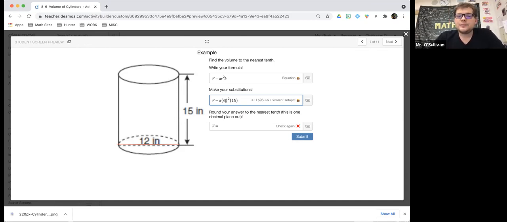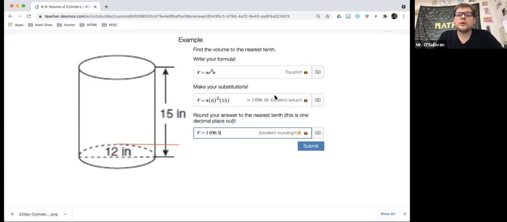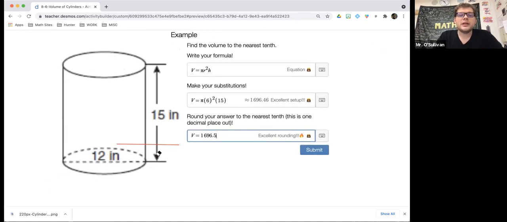So now it says my internet connection's unstable. Go figure. So now that I know that excellent setup is perfect, I'm going to type in my volume of 1,696.5. Now, the reason why it's 0.5 is because if I look after my 4, it's a 6. That 6 is bigger than a 5, so I'm going to go to the sky. So I have to bring that 4 with me. 4 plus 1, 5.